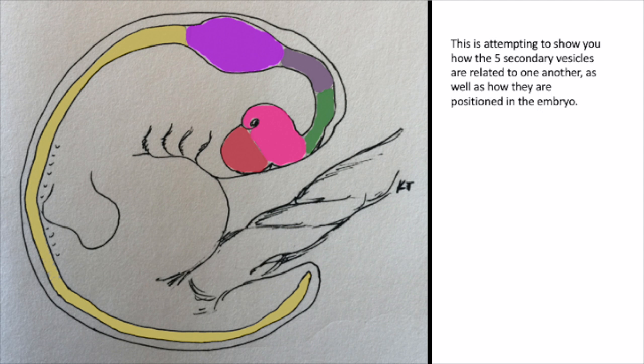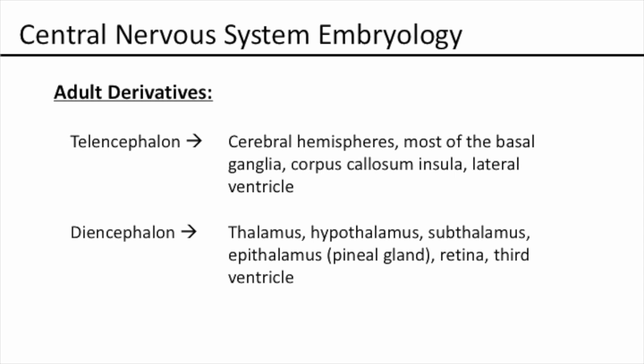Here is an image of a fetus showing you the arrangement of the neural tube and where those swellings are in relation to one another, as well as in relation to the fetus itself. So these are the 5 secondary vesicles. Remember, we started with 3 primary vesicles, and they go on to develop into particular structures of the brain.